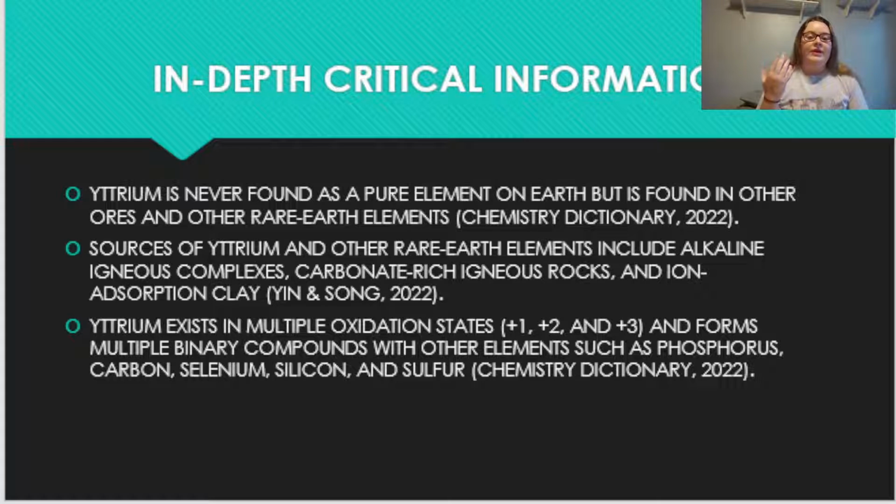Next, yttrium actually exists in multiple oxidation states, such as the +1, the +2, and the +3, and is more stable in the +3 because that is where the element yttrium reaches noble gas configuration. Through the +3 state, it reaches that of a noble gas and is that stable. And it forms binary compounds with other elements, such as phosphorus, carbon, selenium, silicon, and sulfur.